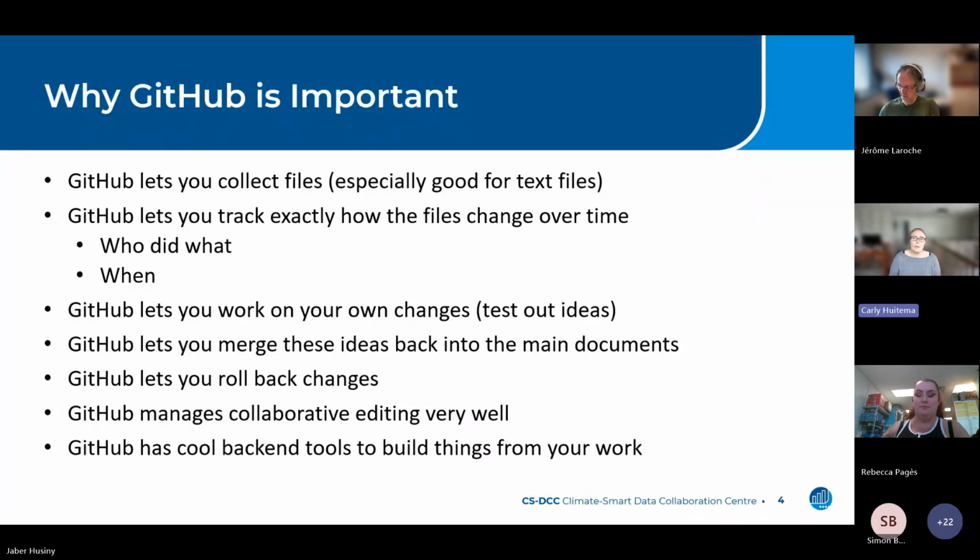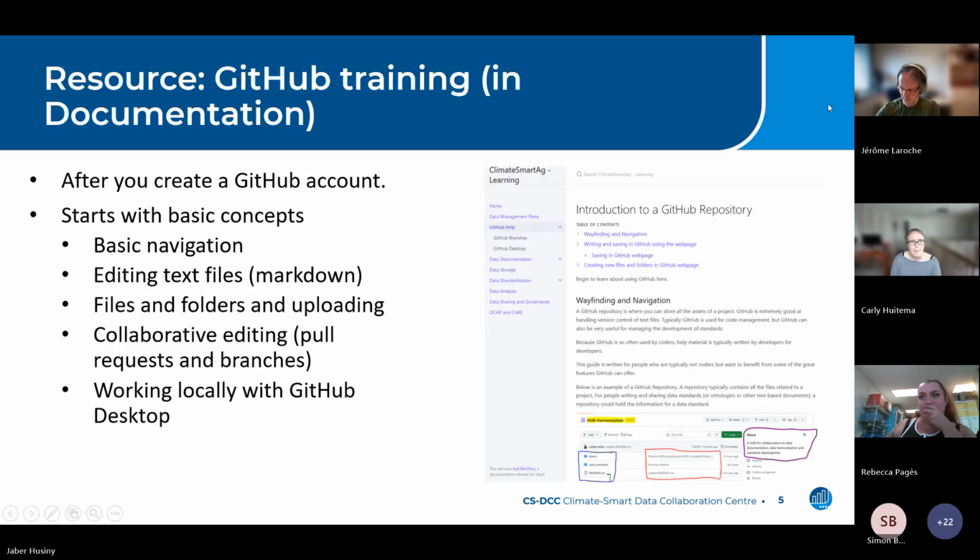It lets you work on your own changes, that forking idea, to test out ideas and merge them back in together. You can roll back changes because you realize, oh, we made a really big mistake and we need to undo that. It's very good at collaborative editing and tracking things. And it's got, of course, lots of cool back-end tools that allow all of this work to happen. Next slide.